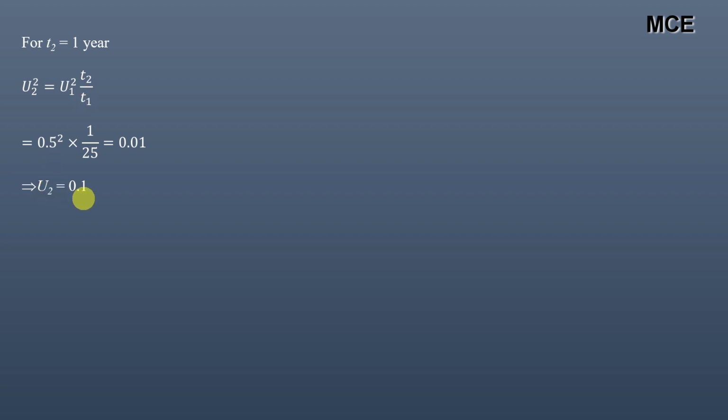be 0.1 or 10%. Okay, so settlement at the end of 1 year. Again, we know that the total or final settlement for this 25-meter thick clay layer is 80 centimeter. So settlement at the end of 1 year will be degree of consolidation multiplied by the final settlement. Degree of consolidation for T equal to 1 year is 0.1, and final settlement for this 25-meter thick clay layer is 80 centimeters. So settlement at the end of 1 year will be equal to 8 centimeter.